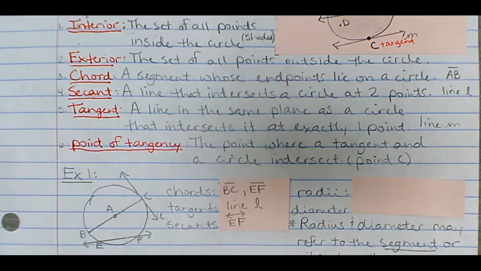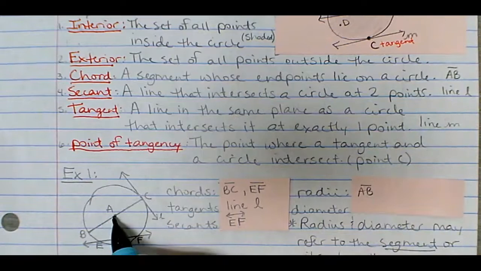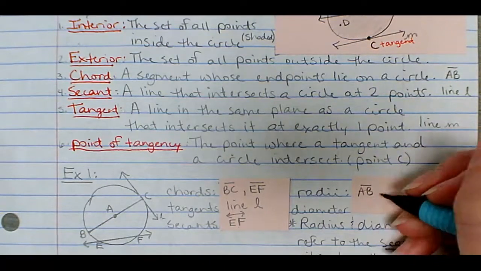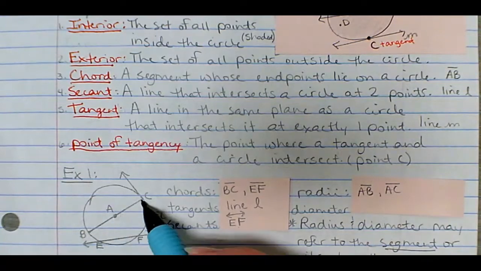The radii, remember the radii is just the plural form of the radius. The radius is the distance from the center of the circle to the circle itself. So from here to here, or from here to here. So we have 2 radii that we can name. We can name segment AB, this radius. We can name segment AC, this radius.